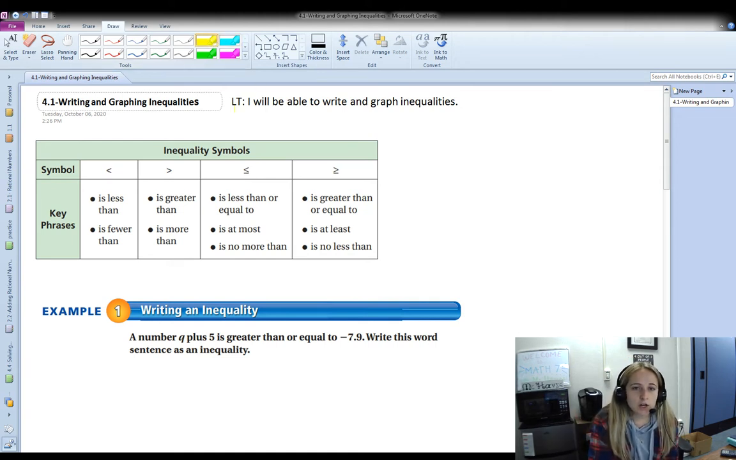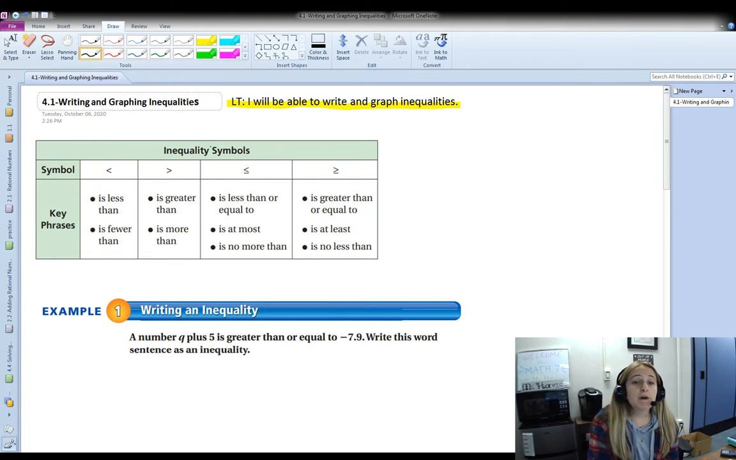Okay, so our learning target for this section will be, I will be able to write and graph inequalities. So chapter 4, we're going to go a little bit fast because chapter 4 is just a direct add-on to chapter 3. So a lot of chapter 4 is going to be the same stuff in chapter 3. That's why I wanted us to focus so much on chapter 3. So we're going to jump in and you'll kind of see the similarities as we go.